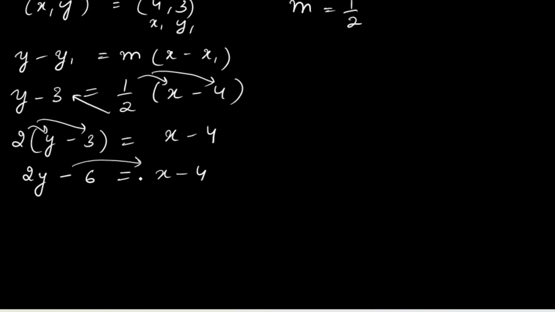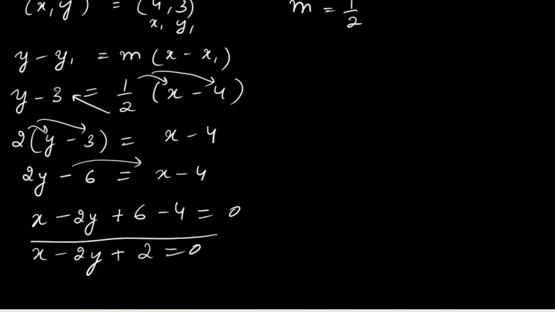Now let's shift everything to one side. x is already there. 2y, when I shift it to the other side, will become minus 2y. Minus 6, when I shift it to the other side, will become plus 6. Minus 4 is already there. So x minus 2y, 6 minus 4 is 2. So like terms I have solved. So x minus 2y plus 2 is equal to 0. I am also getting the same equation. So this is the required equation.